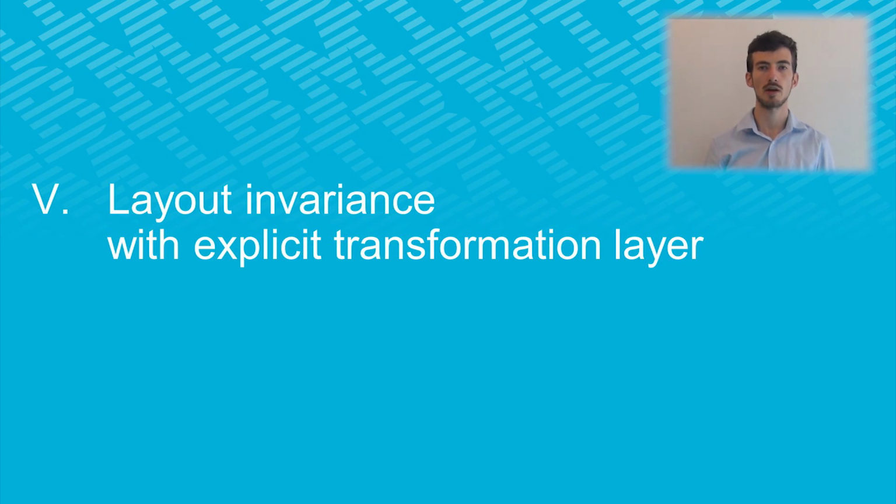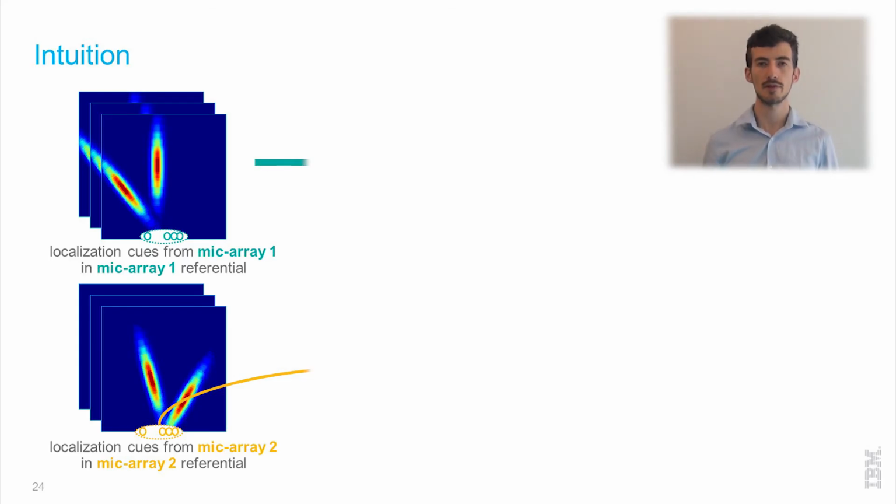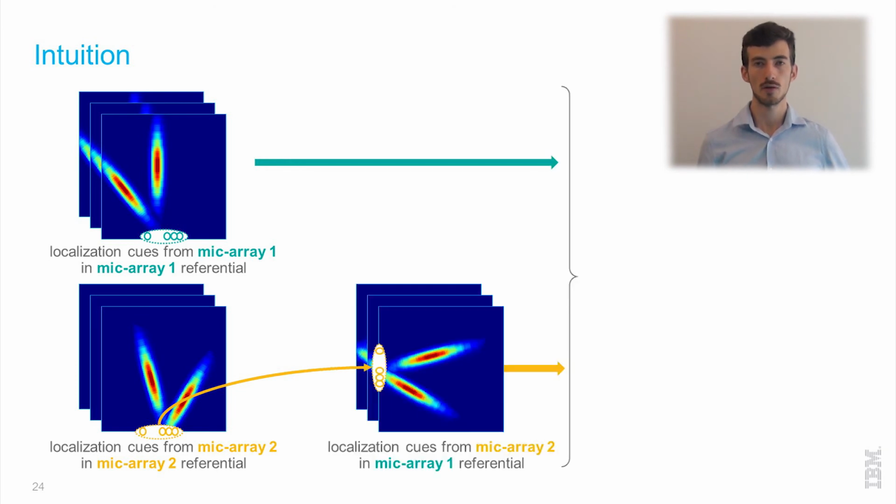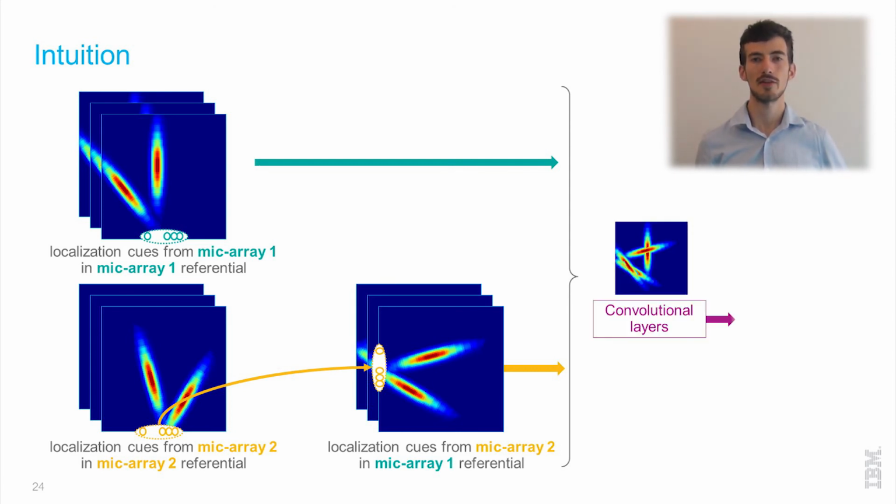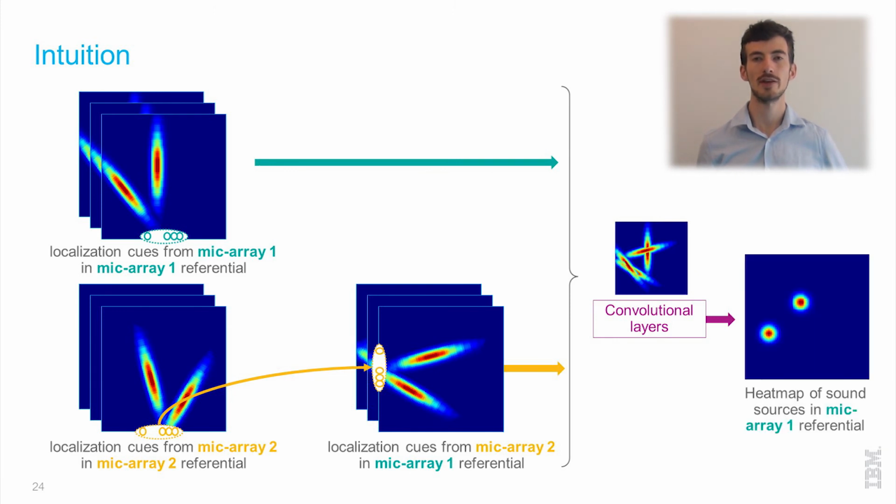Next, we show how we can achieve layout invariance with an explicit transformation layer. As we have seen in the beginning of the talk, microphone arrays are good at estimating the direction of arrival of sources. The intuition behind our method is to extract features for each array in its own referential and then make the features compatible by using the known spatial transformation to go from one array to the other. These features are then processed by a few convolutional layers to obtain the final heat map of the sources.